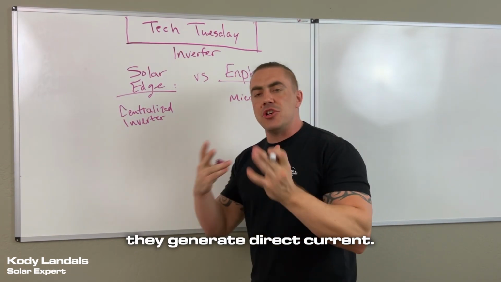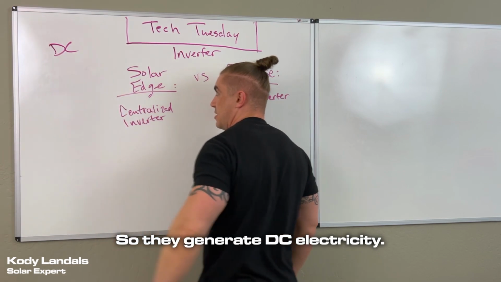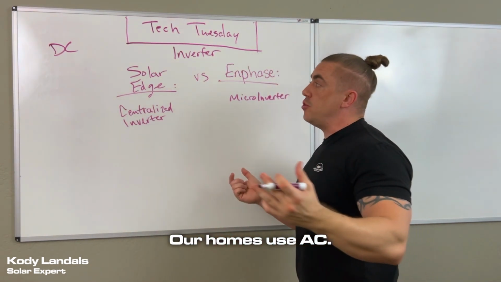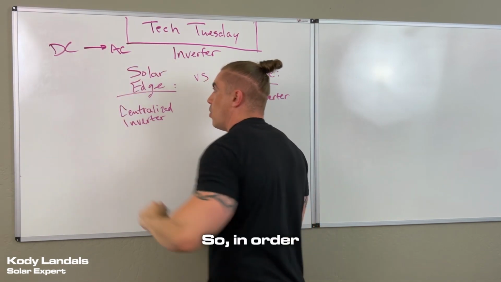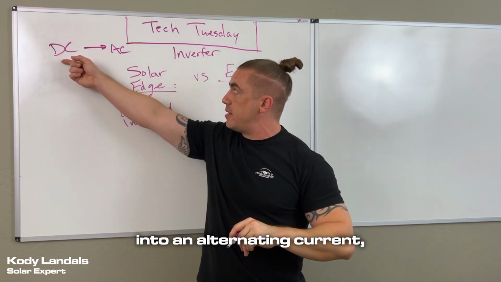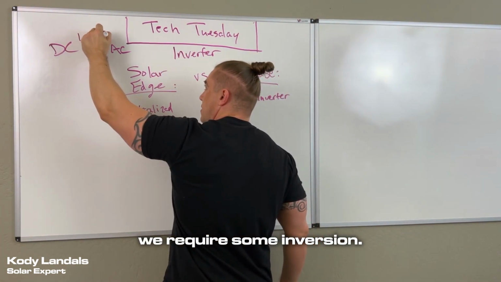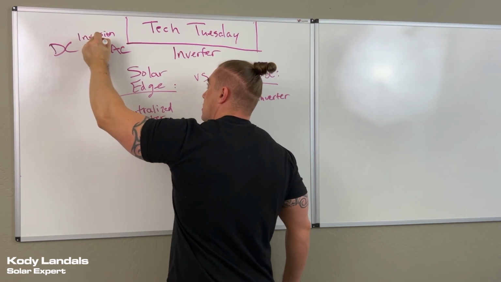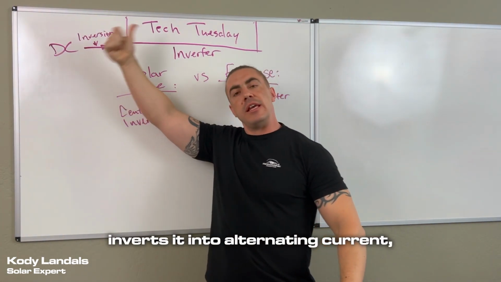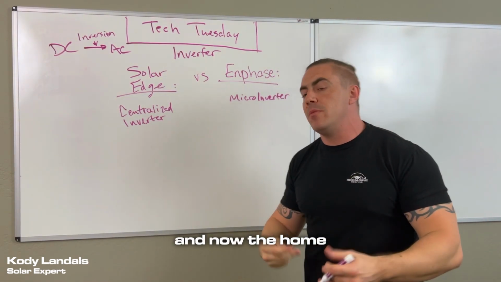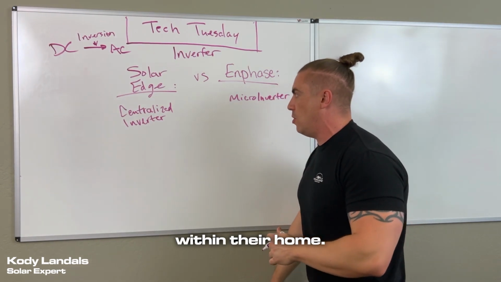Solar panels generate direct current, so they generate DC electricity. Our homes use AC. So in order to turn a direct current into an alternating current, we require some inversion. What an inverter does is it takes direct current, inverts it into alternating current, and now the home can utilize that electricity, or the homeowner can utilize that electricity within their home.